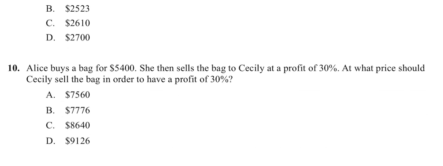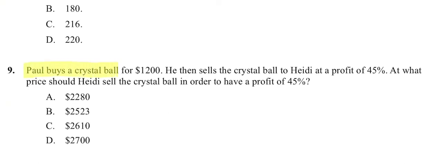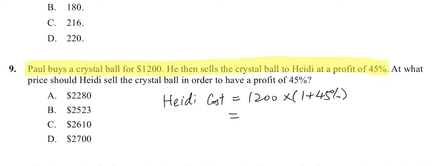And when we come to profit and loss, it's similar. So let's look at one example. Paul buys a crystal ball for $1,200. He sells it on to Heidi for 45% profit. So Heidi's cost now is buying it off Paul, and he's making a profit of 45% on the value he paid.